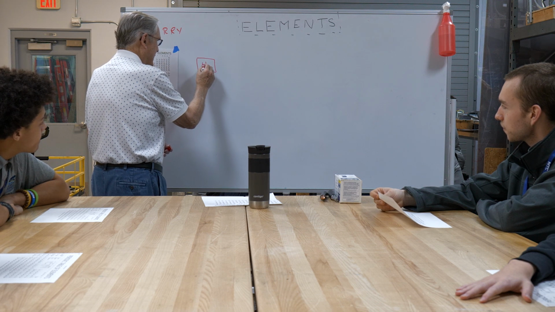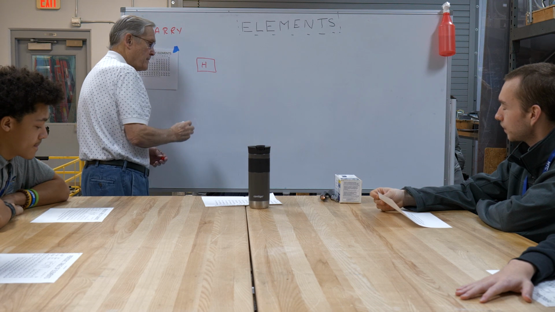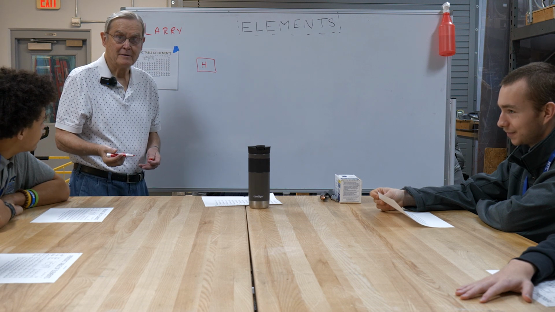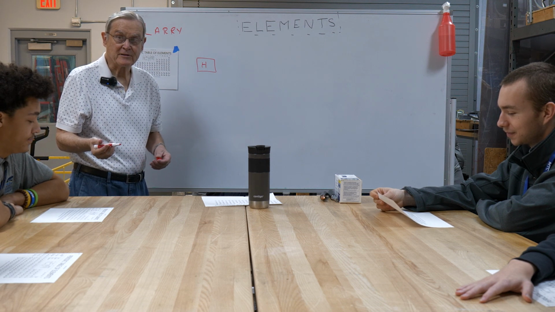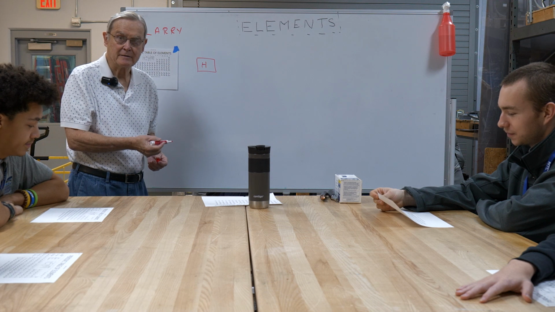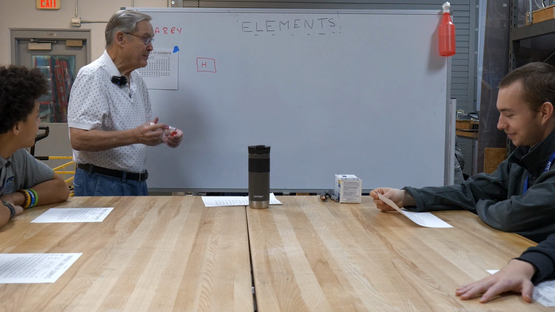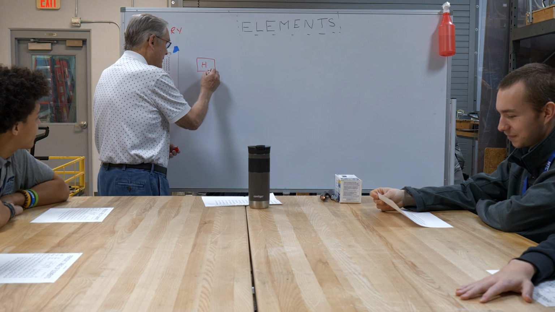So the first one we have is hydrogen. What do we know about hydrogen? Characteristics. It's a gas. It is a gas, yes, it's the lightest of all the gases. What else do we know? It's number 1 on the periodic table. It is number 1, yep.